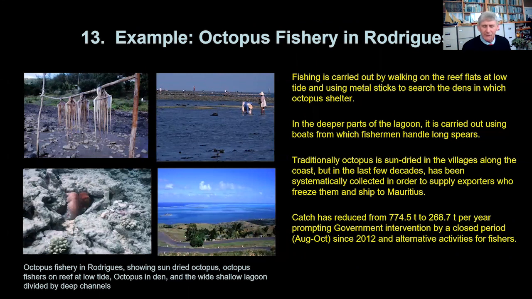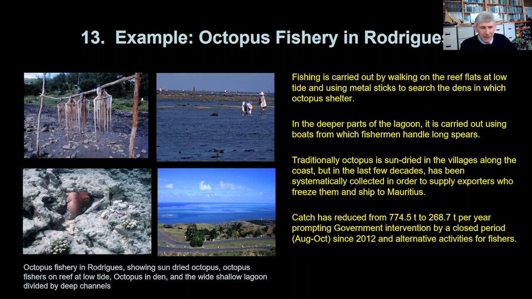Octopus is a really important part of the local economy. People use it as a mainstay of protein. A lot of the women in Rodrigues will glean from the reef at low tide. They'll go out and catch octopus and other organisms in very low water.